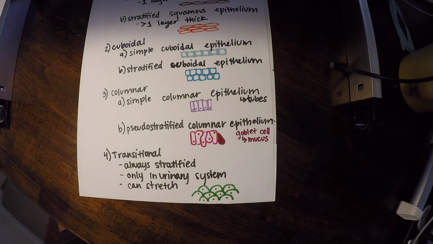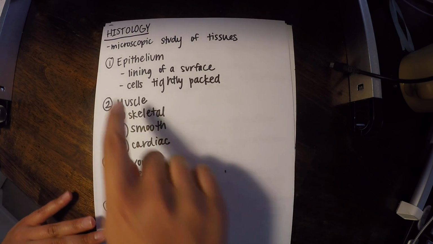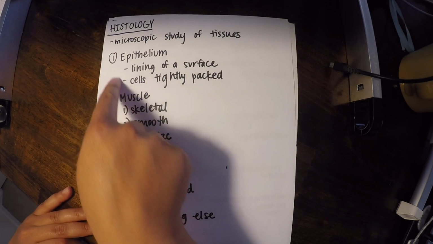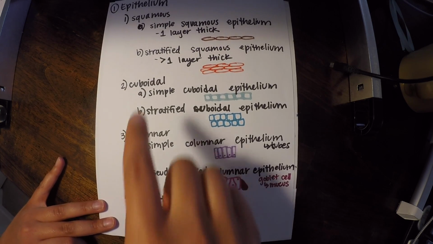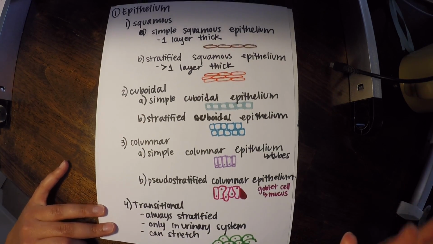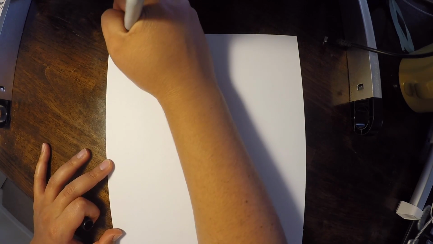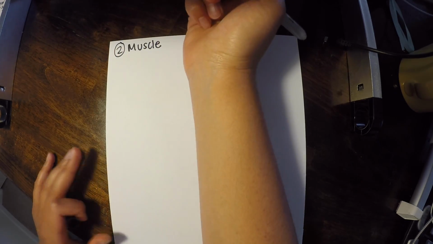Okay, so remember, we are talking about, I'm going to bring in my other paper here. We're talking about histology, and there are 4 different types of tissues. We just covered epithelium, which is the first type of tissue, and we talked about all the 4 main categories of epithelium. Now we're going to go to the second type of tissue. All right, our second main type of tissue is muscle. And within that, we're going to have 3 different types of muscle tissue.